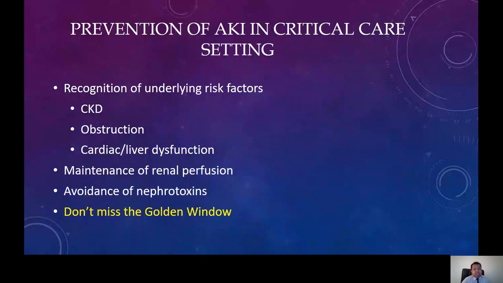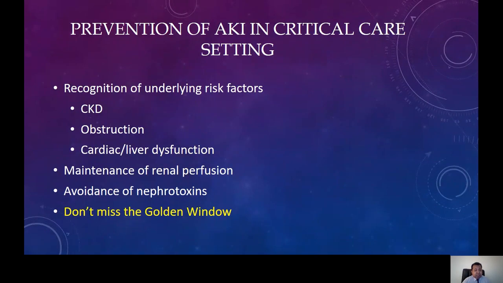Right. Now, as I mentioned earlier, prevention of AKI in the critical care setting is very important, because if we can identify the risk factors early by looking into the parameters, the big or difficult problems will be resolved without much difficulty. Recognition of underlying risk factors is important. You need to look for risk factors like chronic kidney disease, obstruction, or cardiac or liver dysfunction. You can intervene there and then and prevent AKI in the critical care setting.